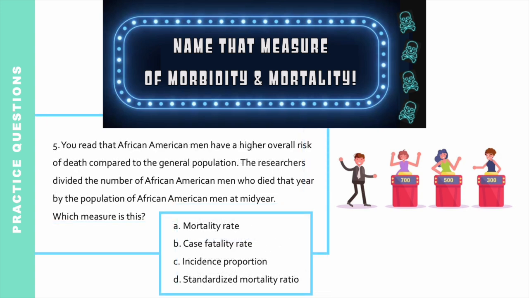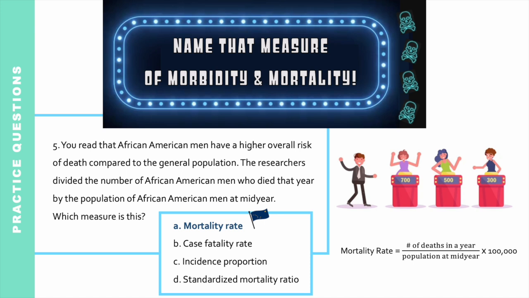You read that African American men have a higher overall risk of death compared to the general population. The researchers divided the number of African American men who died that year by the population of African American men at mid-year. Which measure is this? Mortality rate, which is usually expressed as the rate per 100,000 population, but is sometimes per 1,000 population or a different number, but it always should be specified.